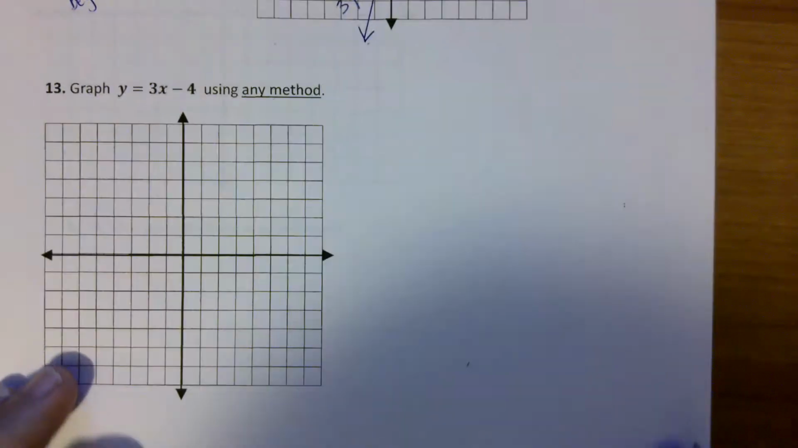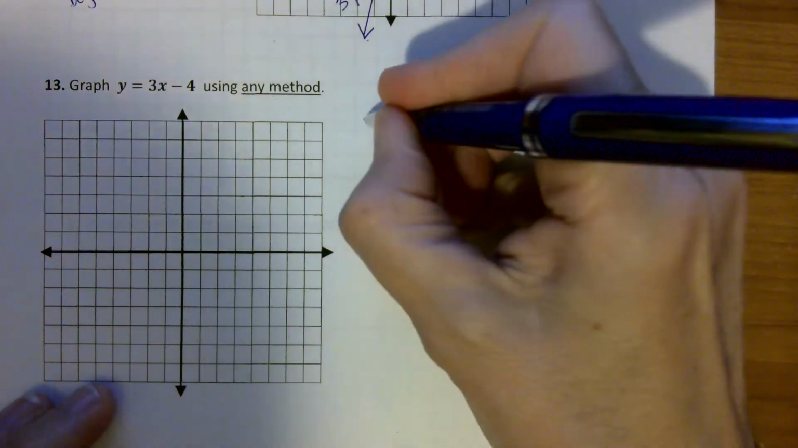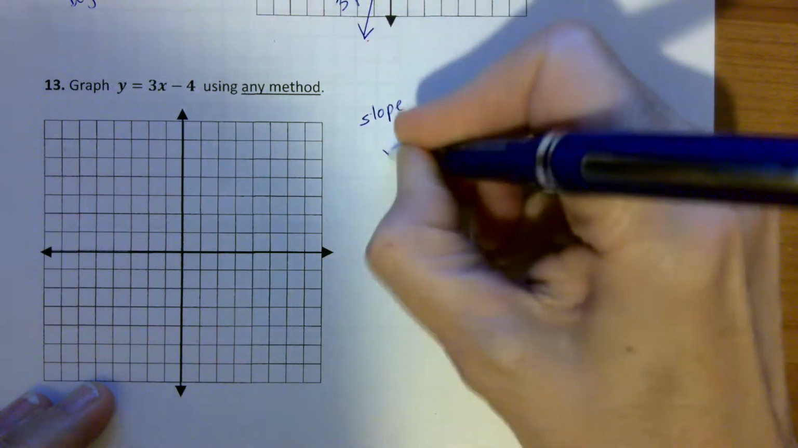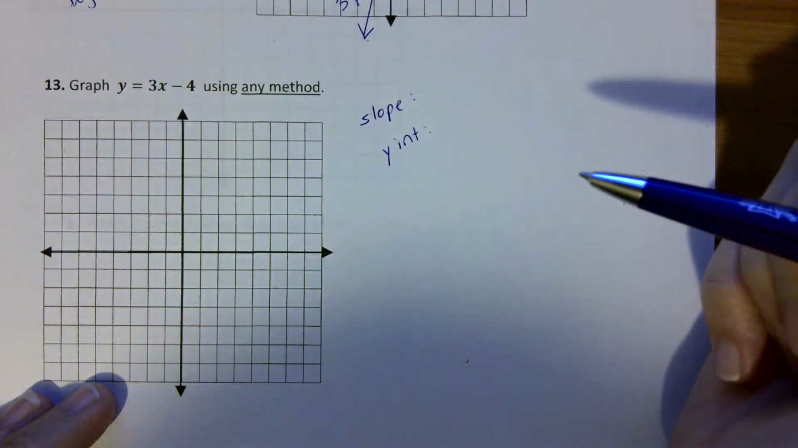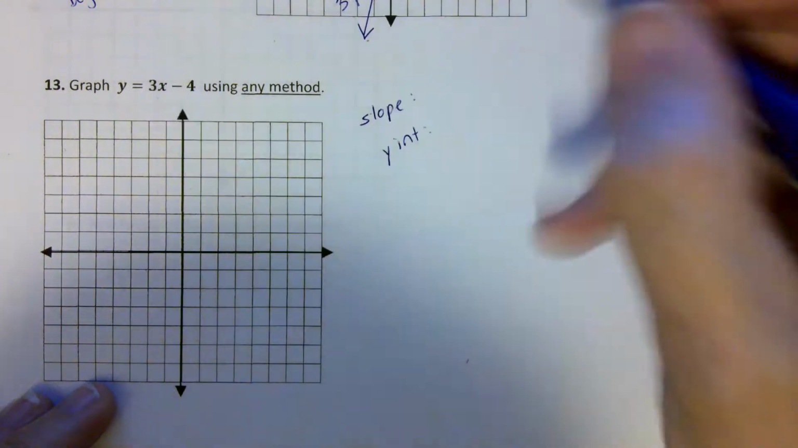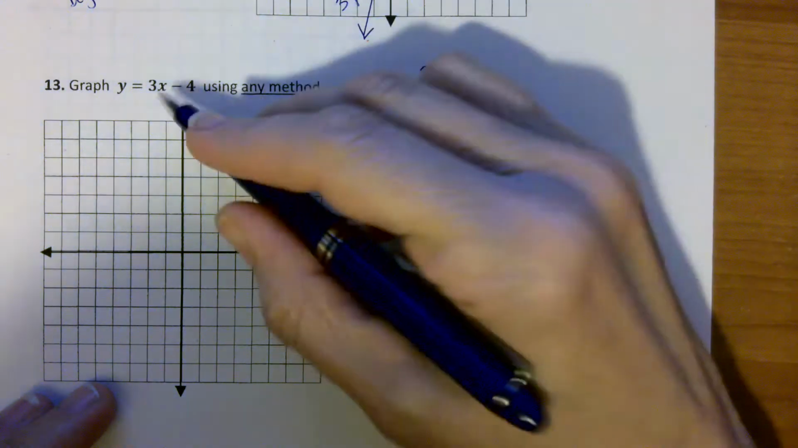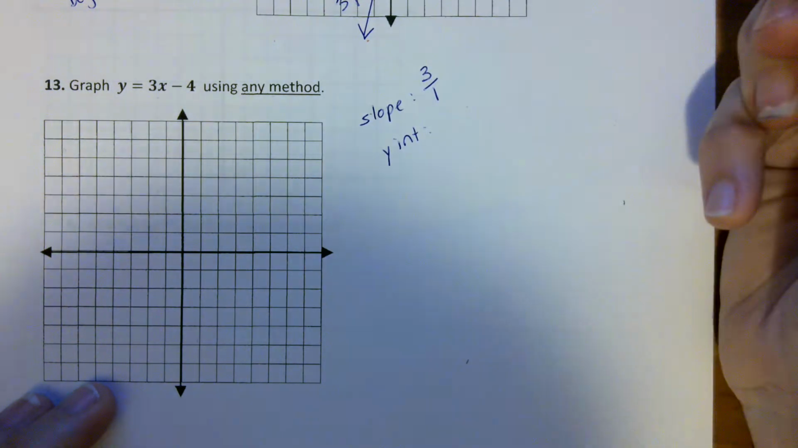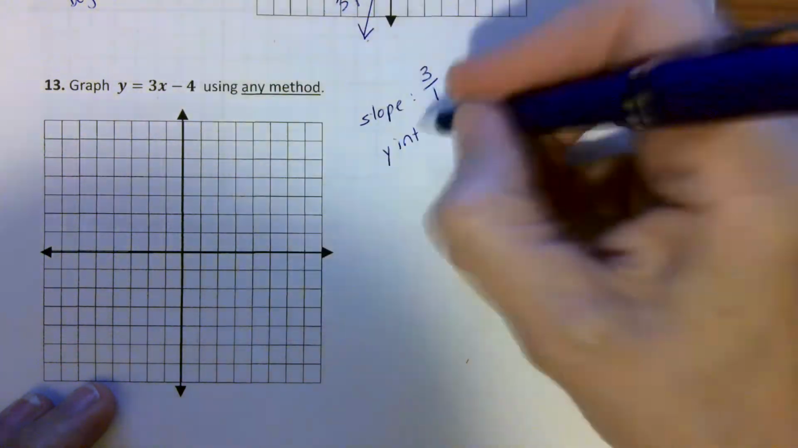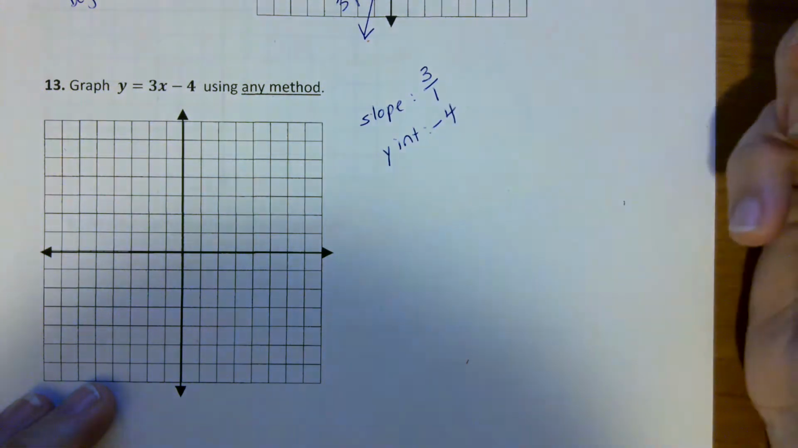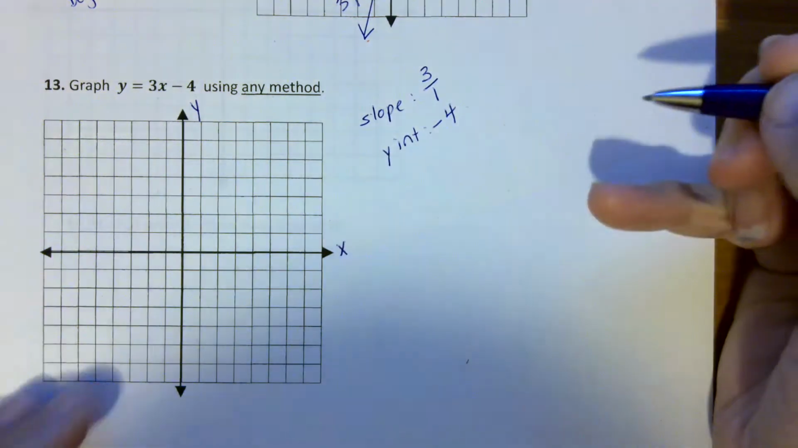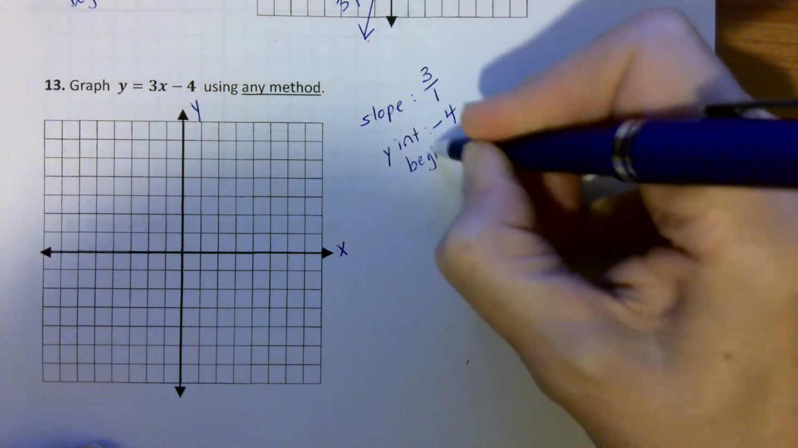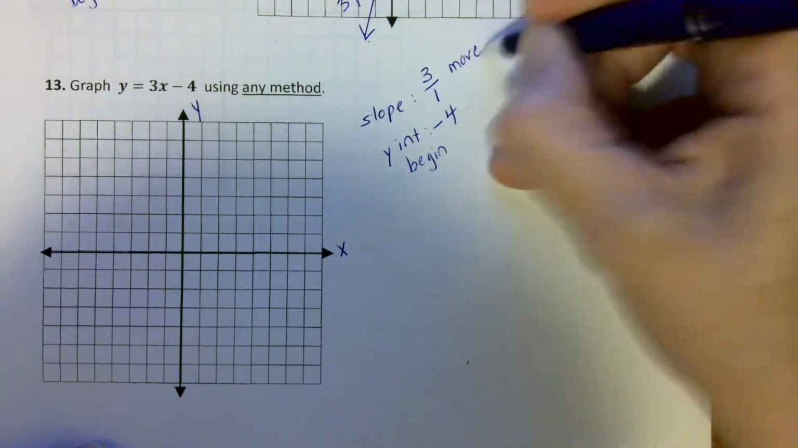All right, let's graph this using any method. So what if I was going to say slope y-intercept? Y is by itself, so my slope is going to be the number in front of x, 3. Let's make it a fraction over 1. The y-intercept is my constant, negative 4. I'm going to label my axes. This is y and x. This is where I begin, and this is how I move.